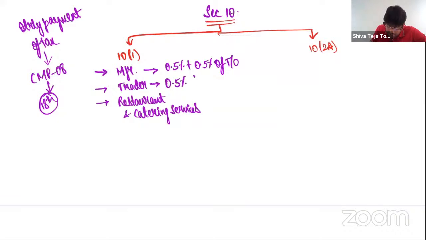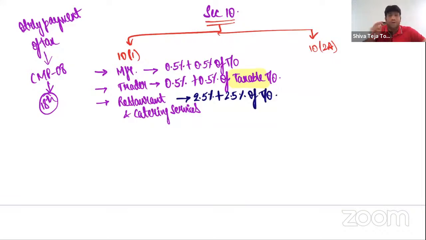And for trader, 0.5% plus 0.5% of taxable turnover. That word is important. Which word? Taxable turnover. You observe carefully, for manufacturer they told 0.5% plus 0.5% of turnover, but for trader they are telling 0.5% plus 0.5% of taxable turnover. It is important to keep in mind in which case it is turnover and in which case it is taxable turnover. A question may come in exam. Third point, restaurant and catering service, 2.5% plus 2.5% of turnover. So what are the 3 categories covered here? Manufacturer, trader, restaurant and catering services.